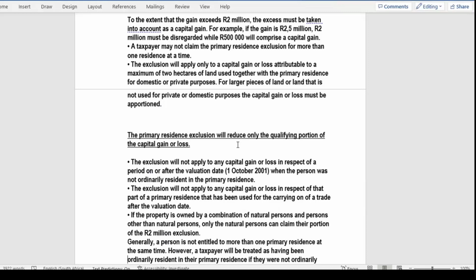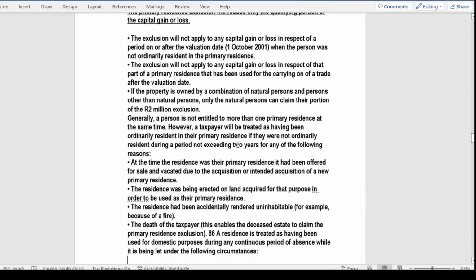The exclusion will not apply to a capital gain or loss in respect of the period on or after the valuation date, which is the 1st of October 2001, when the person was not ordinarily resident in that primary residence. And the exclusion will not apply to a capital gain or loss in respect of the part of a primary residence that has been used for carrying on a trade after the valuation date. It further says that if the property is owned by a combination of natural persons and persons other than natural persons, only the natural person can claim their portion of the 2 million rand exclusion.